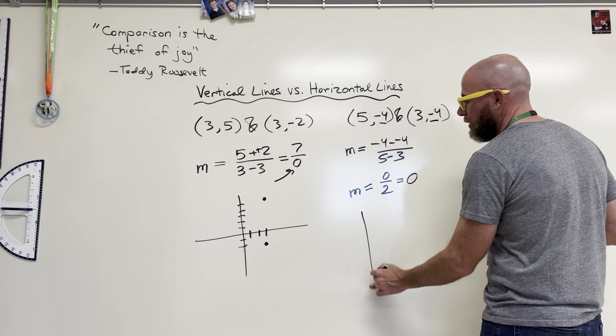So in this case, if I go to 5, negative 4, say we're down here, and 3, negative 4, we're here, it's just a flat horizontal line of slope 0. There is no change. I hope this helps. Again, vertical lines, we are undefined with slope. Horizontal lines, we have a slope of 0.